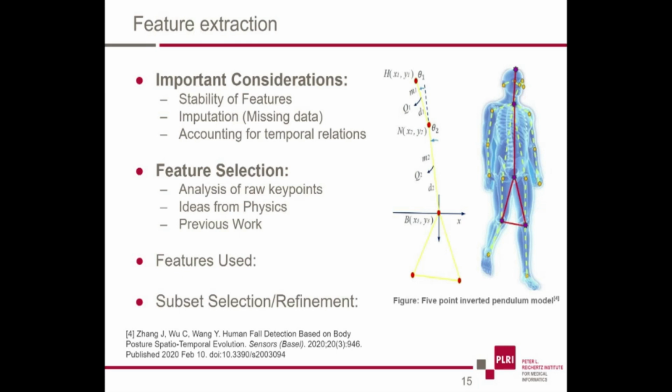Next, we talk about feature selection. Features were selected based on analyzing the raw key point data, getting ideas from concepts of physics, as well as studying the features that were used in previous work.